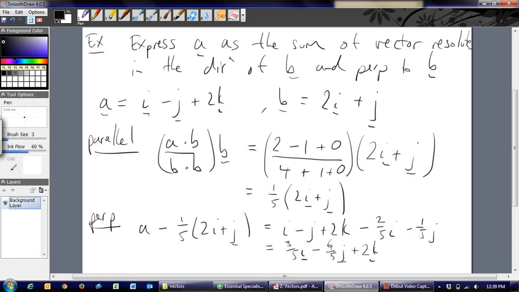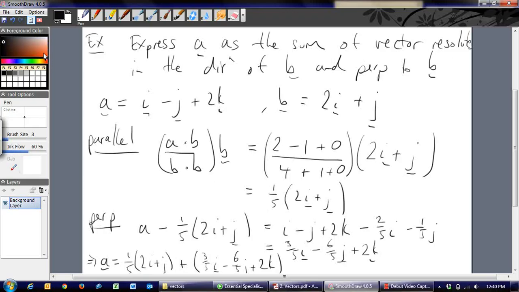Now the question asks, express A as the sum of vector resolutes in the direction of B and perpendicular to B. So what this means is that we can write A as the sum of this vector plus this vector here. So it's equal to 1/5 of 2I plus J, plus, I'll put it in brackets so you can see what's happening, 3/5 I minus 6/5 J plus 2K. That was the only tricky thing about last year's exam question, that you have to write A as the sum of 2 vector resolutes.